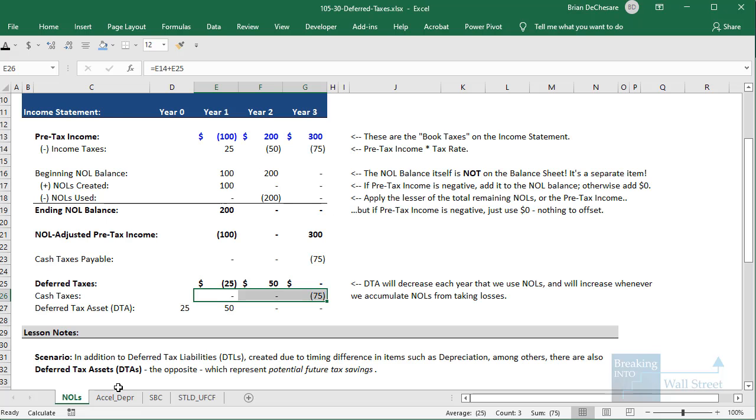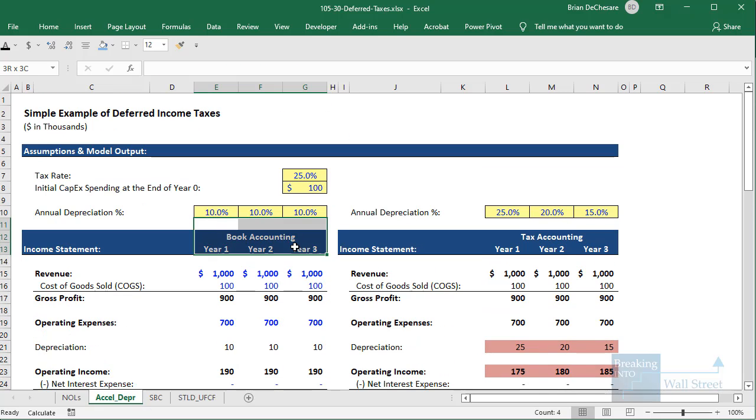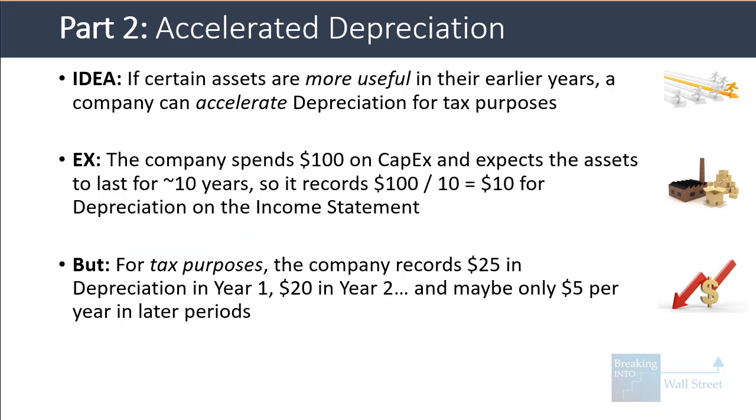So on the Excel depreciation or DEPR tab here, you can see it right here under book accounting. They've spent $100 on this initial CapEx. They're depreciating 10% of it per year. And so on the income statement, they record 10 in depreciation. And that is how it works if you're just looking at the company's financial statements as disclosed in their public filings, for example.